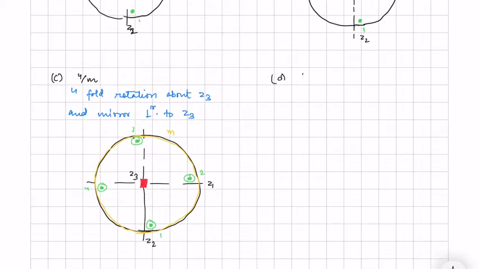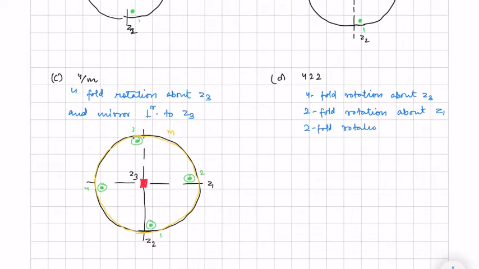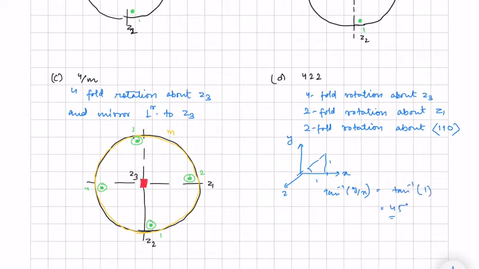Next is 4, 2, 2. So this has 4 fold rotation about Z3. Then first 2-fold rotation about Z1, and then second 2-fold rotation about 110. For this 110, what will be the angle? Suppose this is your axis system X, Y, and Z. So X is 1, Y is 1, so this becomes tan inverse y by x, that is tan inverse 1, that is 45 degrees from x-axis.